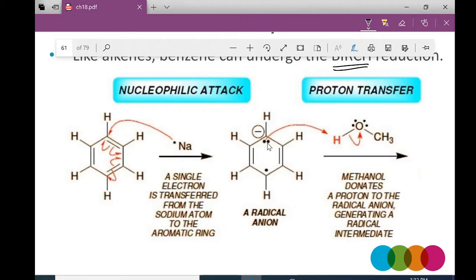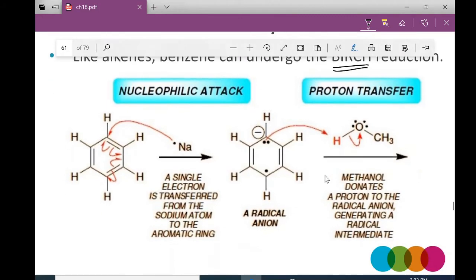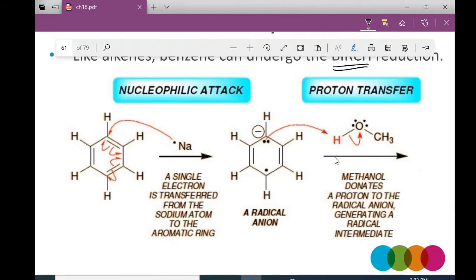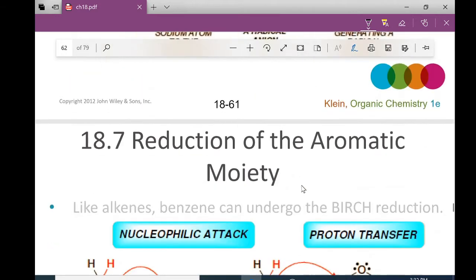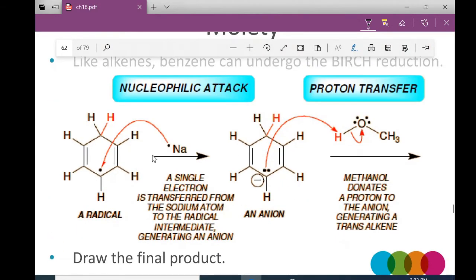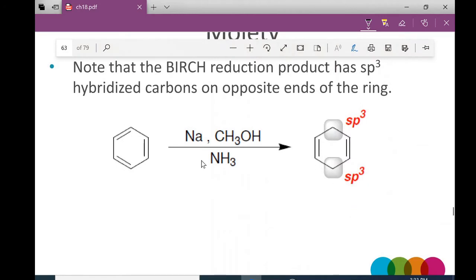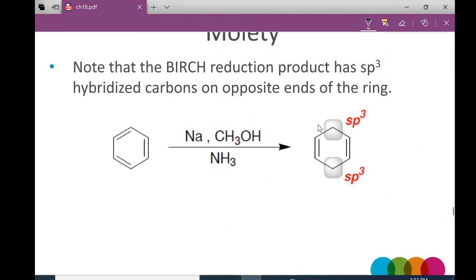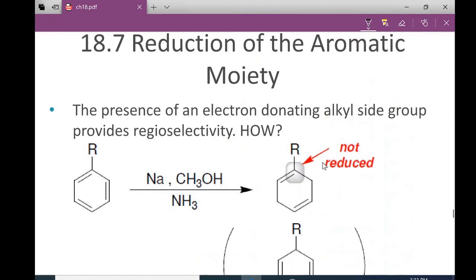That anion, being negatively charged, is strongly basic and can pull a hydrogen off of the methanol that we in fact have in solution in this case. Okay, and so methanol donates a hydrogen there. And so the next step, we still have this radical left. So sodium donates an electron to the radical because that's unstable. And then that anion can pick up another hydrogen from another methanol molecule, reducing the benzene ring overall to these unconjugated double bonds. Okay, now we have two sp3 hybridized carbons opposite each other. And that's called a Birch reduction.